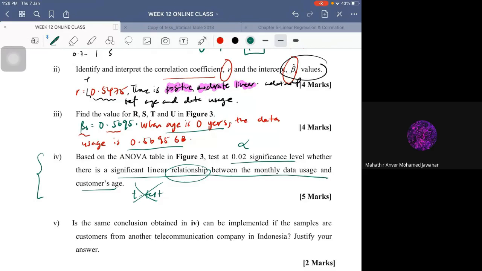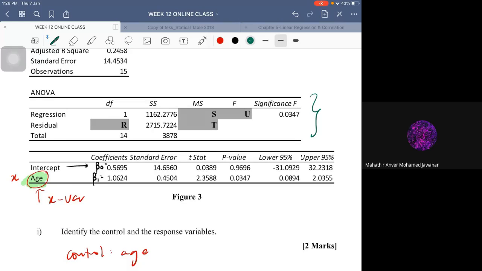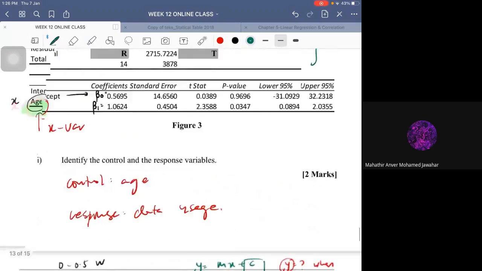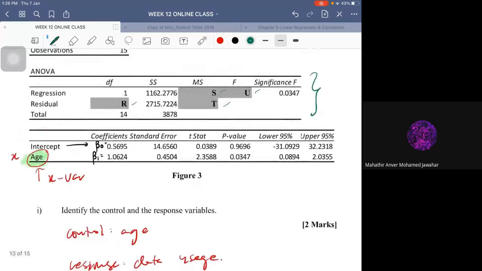But you have two choices right here from this particular ANOVA table, because in question 2, they asked you to find the value of R, S, T, and U. You already know how to do it. We have already done it before, so it's going to be the same idea. So for this particular question, you have two choices. Either you can use the f-test from the value of U that you obtained in the previous question, or you can also use the p-value.